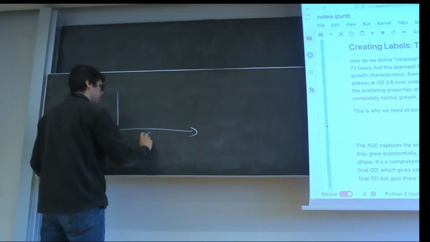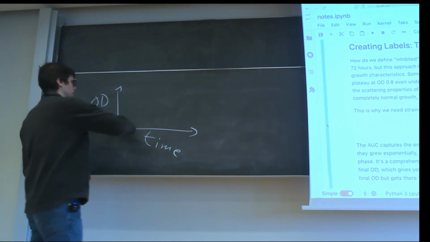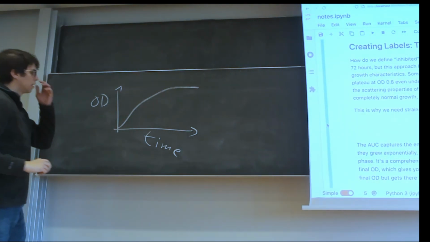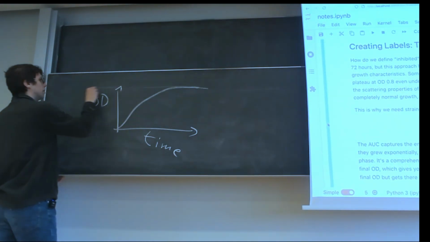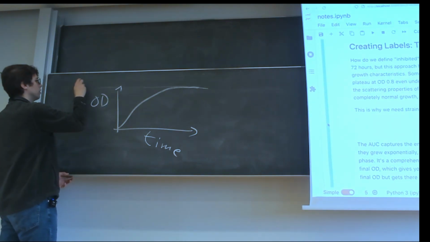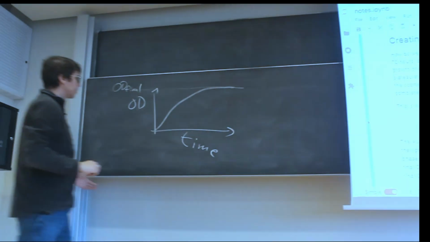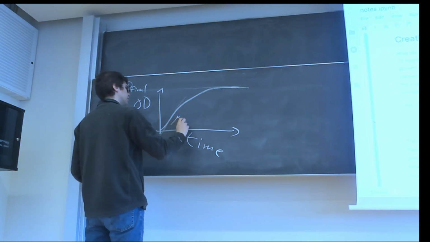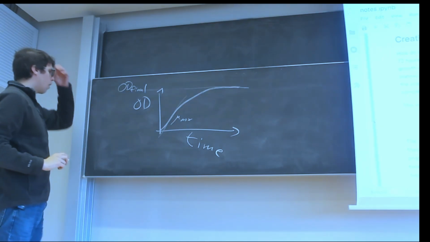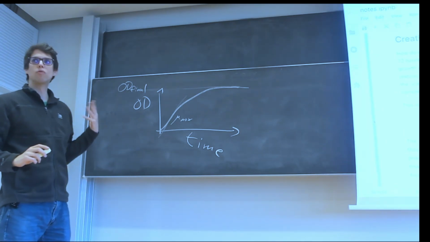So for example, you might have a growth curve like this. You might think a measure of fitness might be, for example, the level of the plateau here, so kind of the OD final. You might also think that maybe you're looking at the maximum growth rate here or something, like mu max. All these things are completely valid, but it has been found that AUC is a more robust measurement.